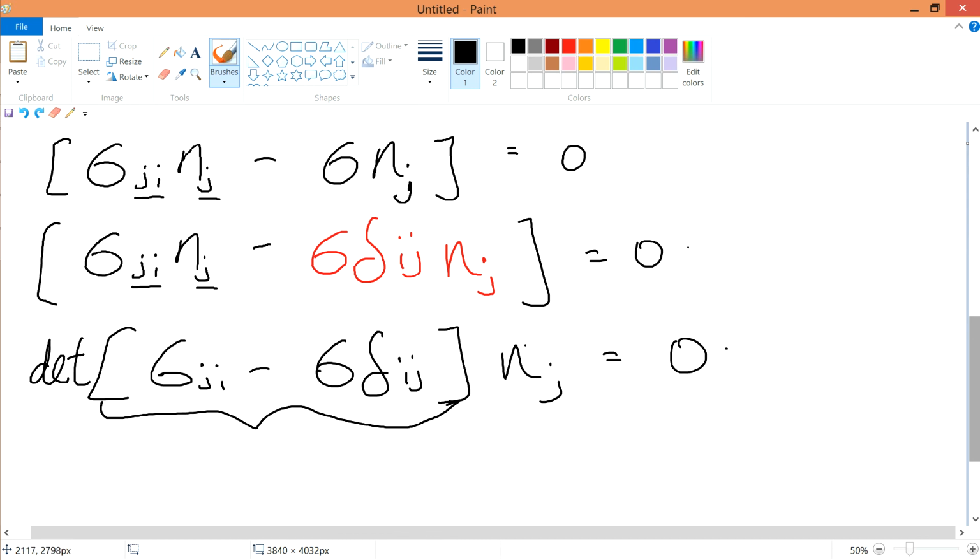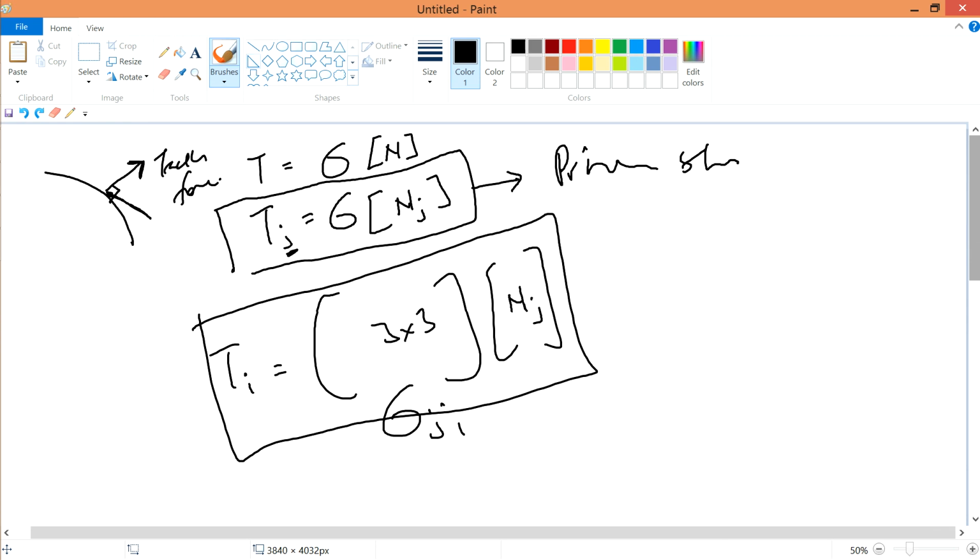So after that particular week, now this week, I realized that nj is being derived in this manner, and this nj is simply the traction force that is acting perpendicularly to the surface of the body.